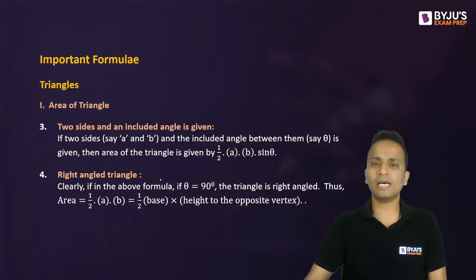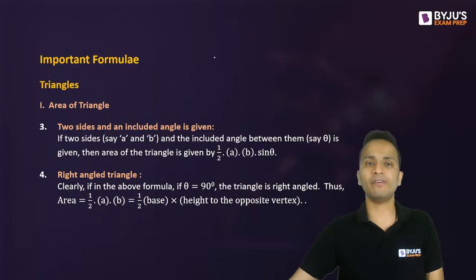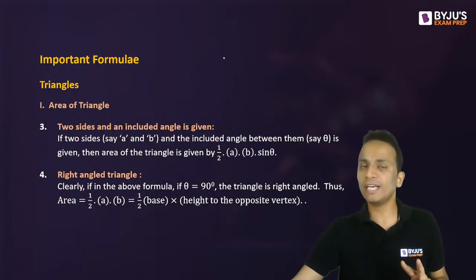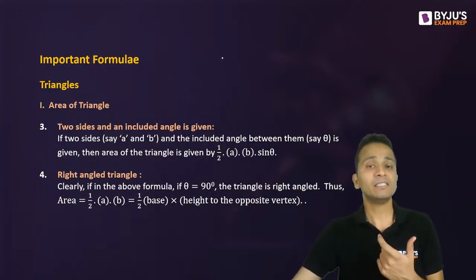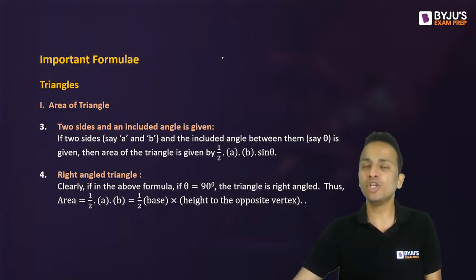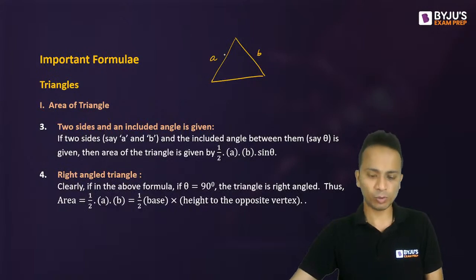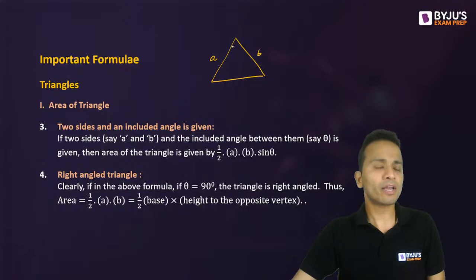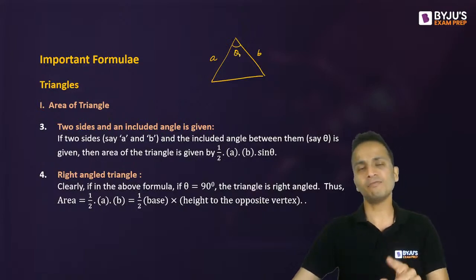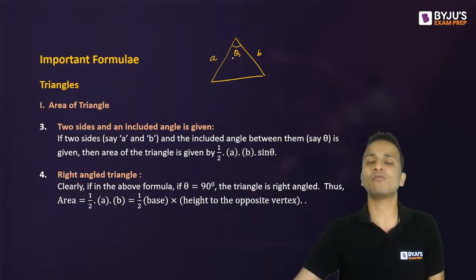So the third formula can be used whenever you are given any two sides of the triangle and the angle that is included between these two sides. For example, let's say this is a triangle and two sides are given. Let's say one of the sides is A and the other side is B. Now the angle that we require to find out the area of this triangle will be the angle which is included between these two sides. So the angle that I've marked in the figure, this is the angle that will be required.